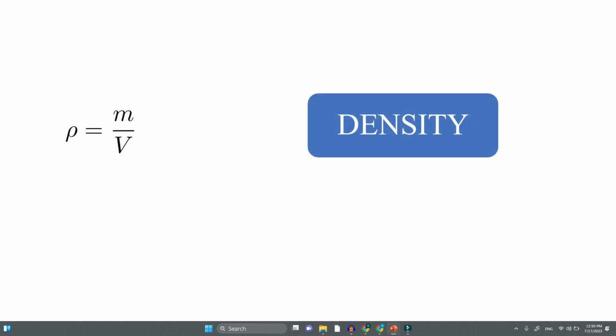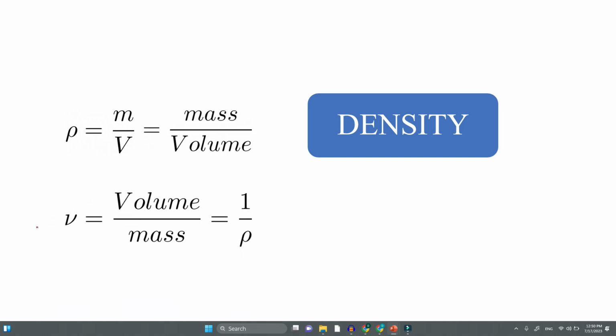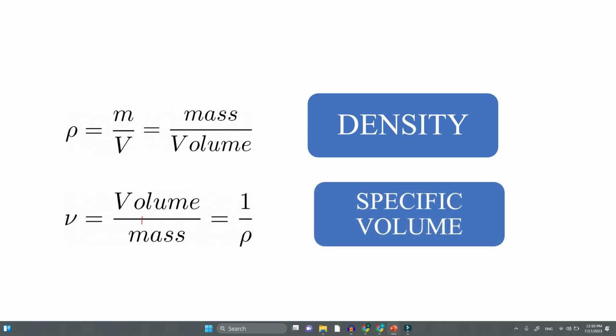Okay, now once we have understood what is continuum, let us understand some of the important properties of the matter. So the first property is the density. We have already seen what is volume, and you know what is mass. So mass by volume is density. Okay. And what is specific volume? Specific volume, I told you, is the total volume divided by mass, that is equal to 1 by rho. So this is the specific volume. Okay, so these are some of the important properties of the matter.